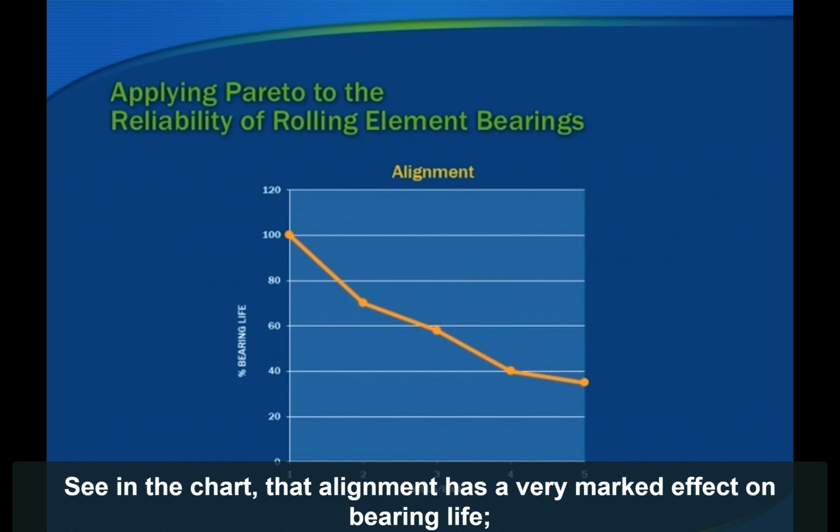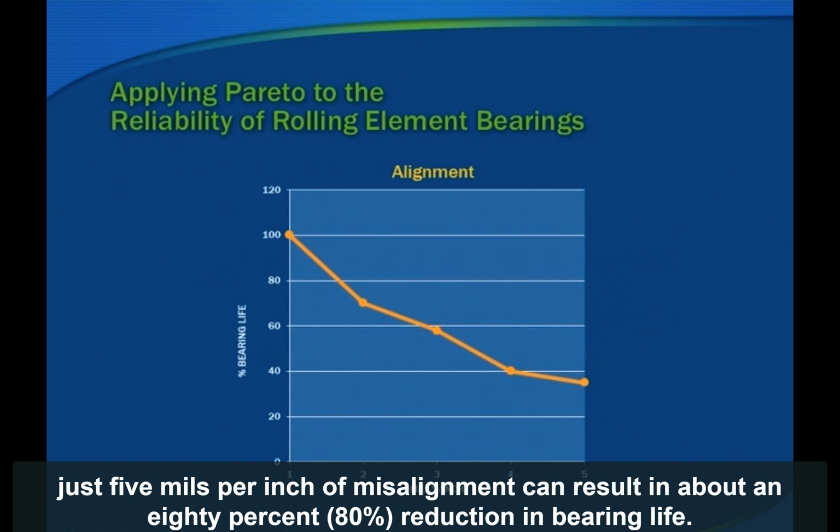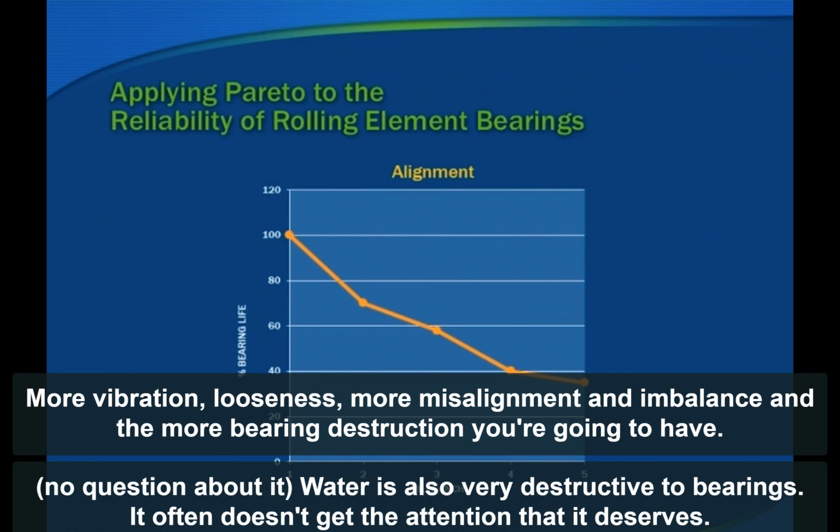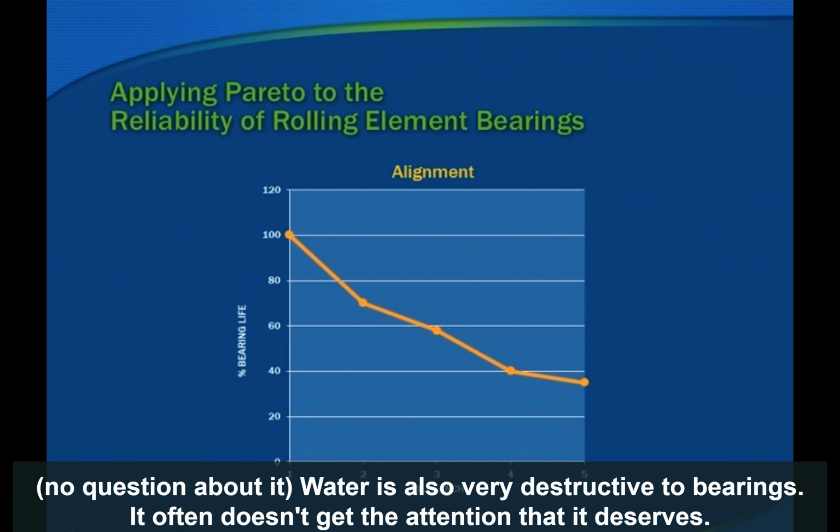So you can see in the chart over here that alignment has a very marked effect on bearing life. Just 5 mils per inch of misalignment can result in about an 80% reduction in bearing life. The more vibration, the more looseness, the more misalignment, the more imbalance, the more bearing destruction you're going to have, no question about it. Water is also very destructive to bearings.